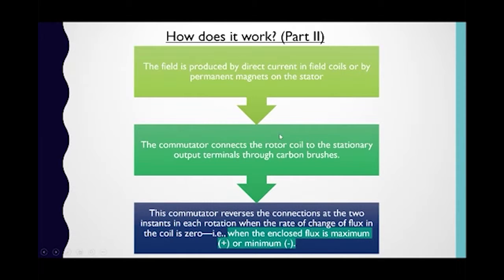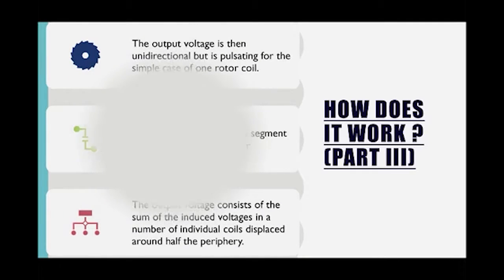After this, the commutator reverses the connections at the two instants in each rotation when the rate of change of flux in the coil is zero, for instance, when the enclosed flux is maximum or minimum. Alright, it's positive, negative. So this is my next part of my storyline.